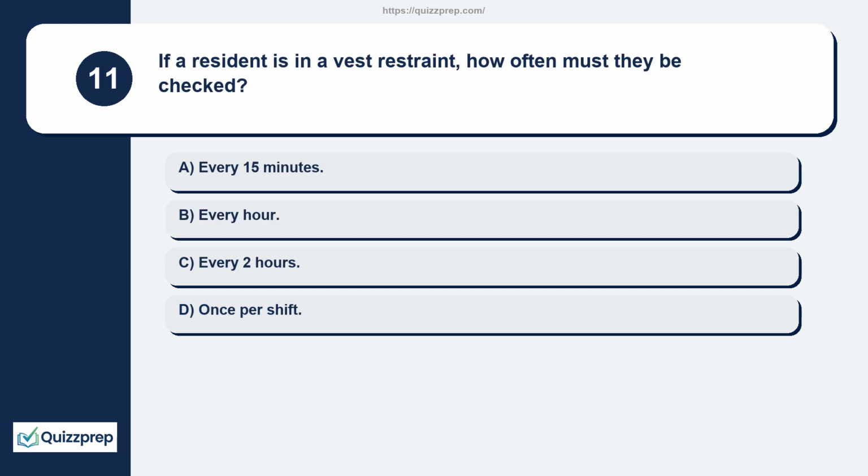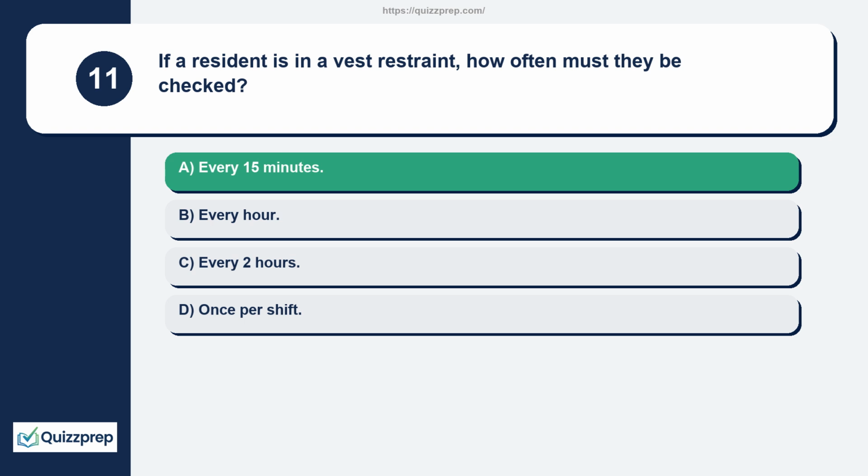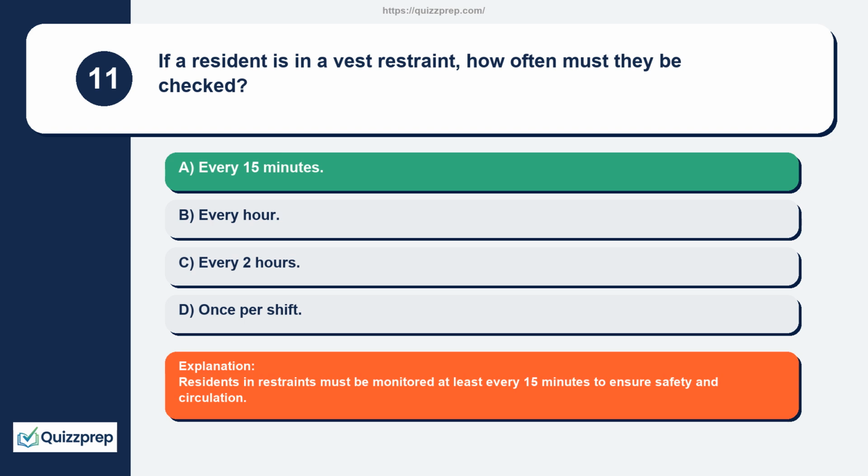Question 11. If a resident is in a vest restraint, how often must they be checked? Every 15 minutes, every hour, every 2 hours, once per shift. Residents in restraints must be monitored at least every 15 minutes to ensure safety and circulation.